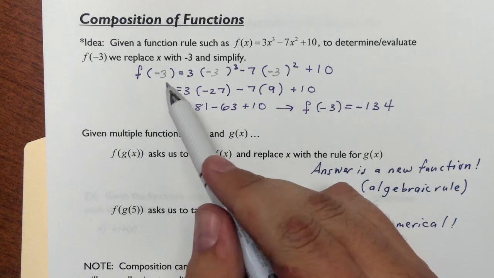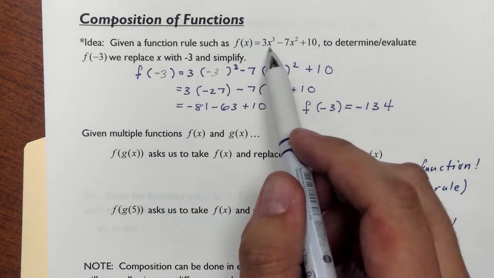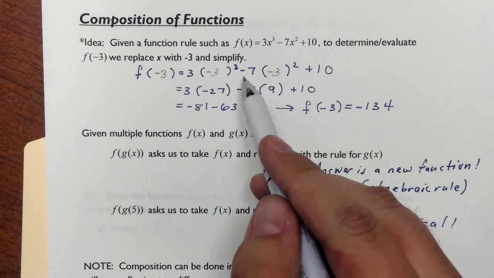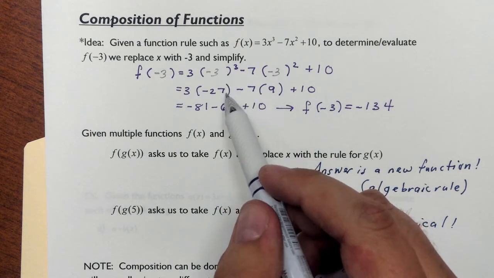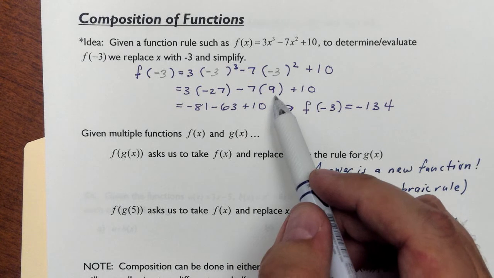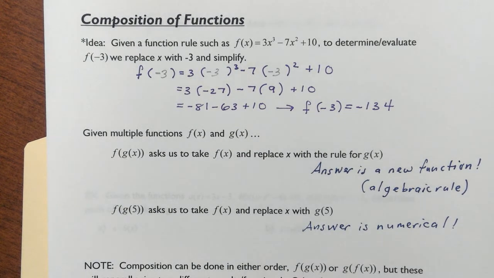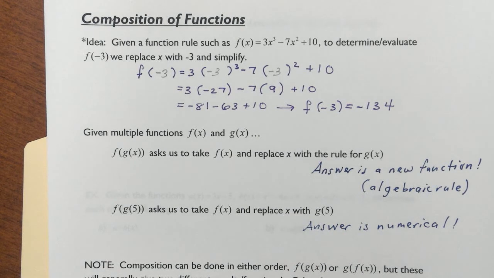I took f of negative 3, I put some parentheses in place of each x, and I substituted in the negative 3, and then I went about simplifying. Negative 3 cubed is negative 27, negative 3 squared is positive 9. And then I got these numbers to get that f of negative 3 is negative 134.